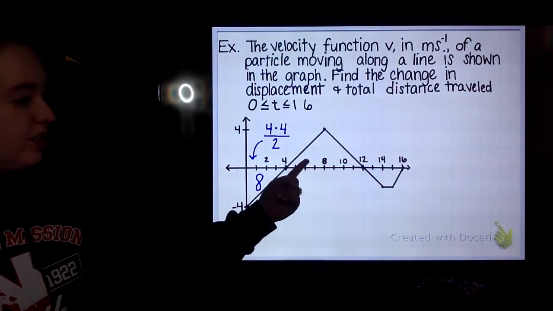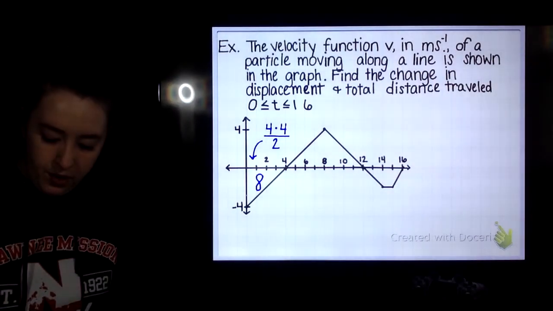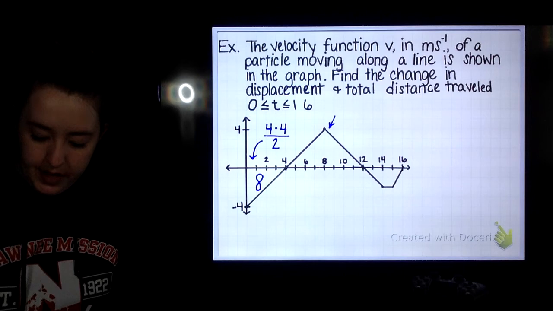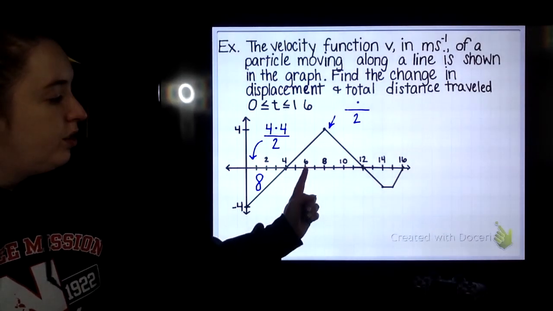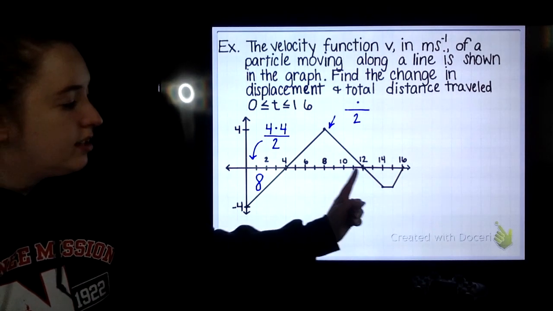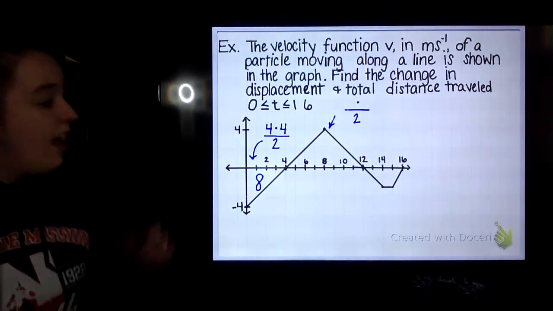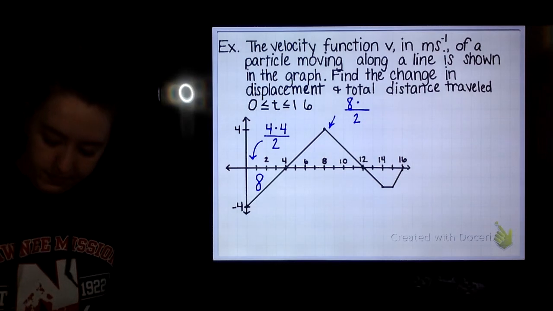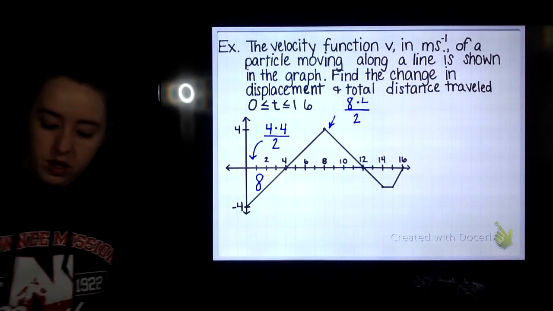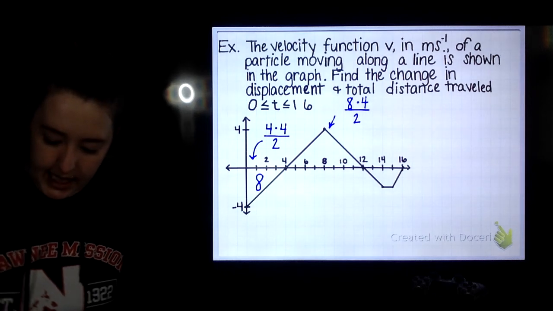Then we have this triangle over here. Once again, we know that the area of a triangle is base times height divided by 2. The base of that triangle, let's see, 2, 4, 6, 8. And the height of that triangle right here is 4. So 8 times 4 divided by 2 gives me 16.